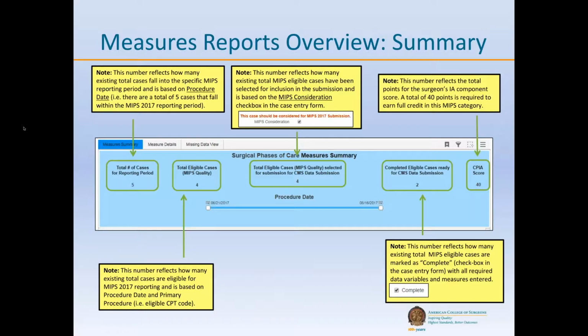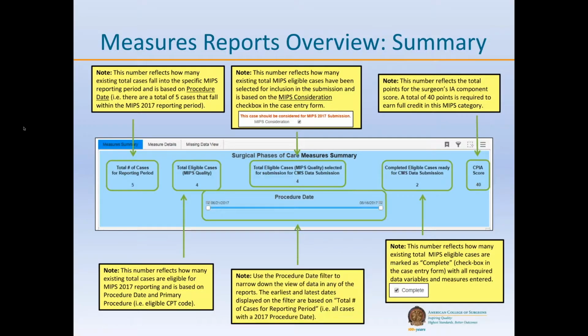And then over here on the right, we have the estimated improvement activities score. Again, to earn full credit for full year participation, a total of 40 points is required in this MIPS category. And then you have a procedure date filter in which you may slide either of the icons from the left or the right to narrow down your case view based on procedure dates, or you may open up the calendar feature by clicking on the calendar icon next to each date.